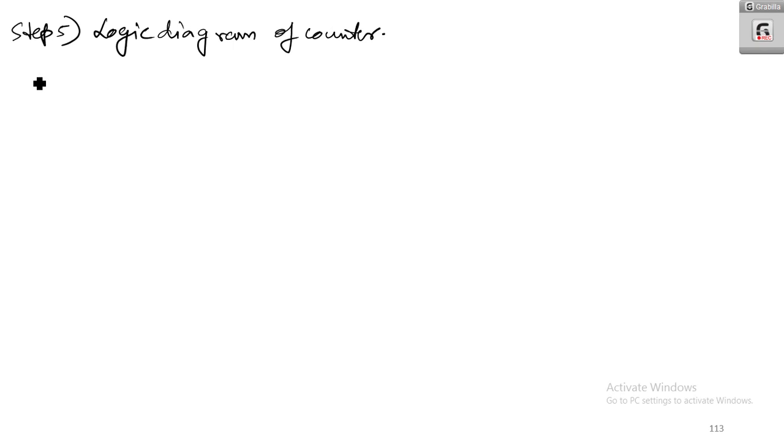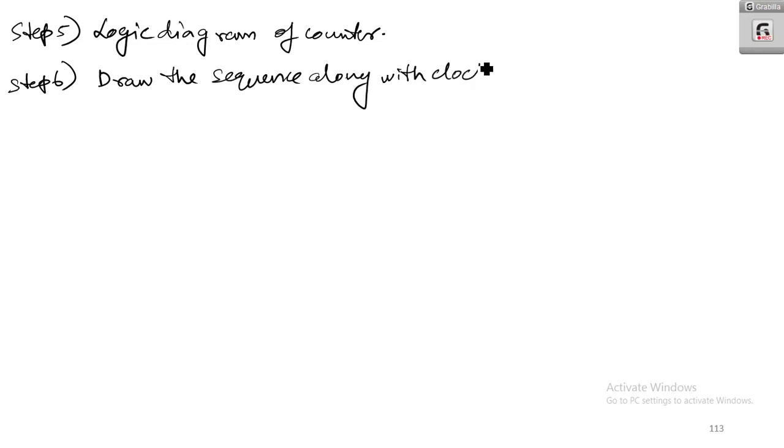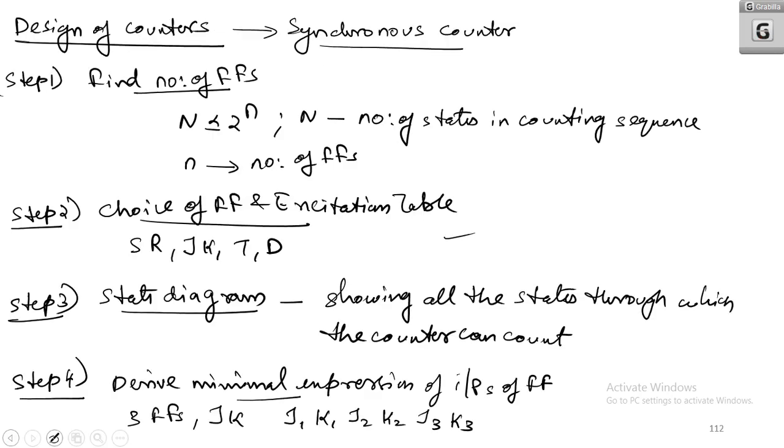And the next step is step 5: you need to draw the logic diagram of the counter. And the last step, step 6, is you need to draw the sequence along with the clock. So these are the 6 steps to be followed.